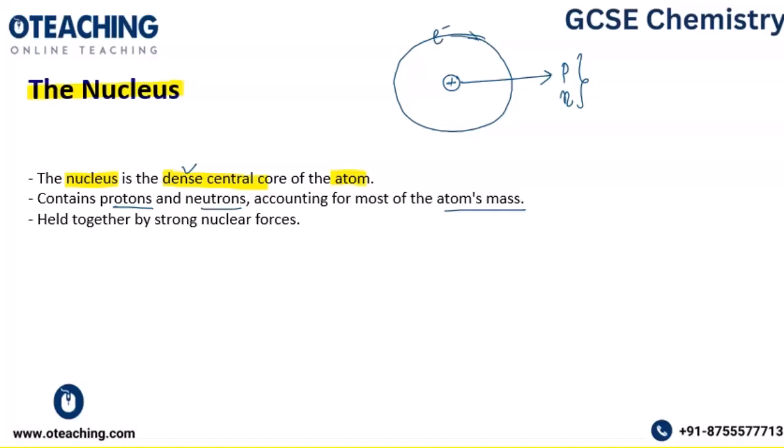Electrons revolve around the nucleus and they don't account for the atom's mass. Why? Because they are revolving in their orbits. We do not consider them. These protons and neutrons are held together by strong nuclear forces. As they are present inside the nucleus, they are held together by strong nuclear forces. That is why the atom does not burst.